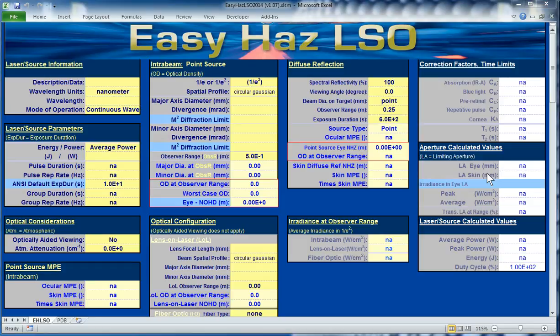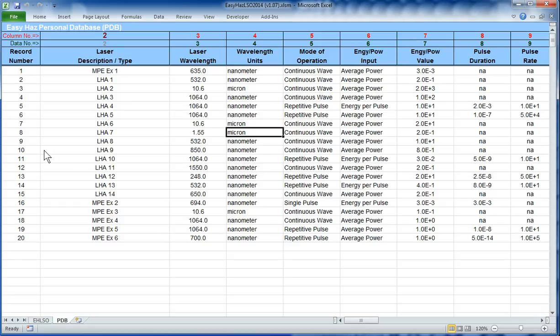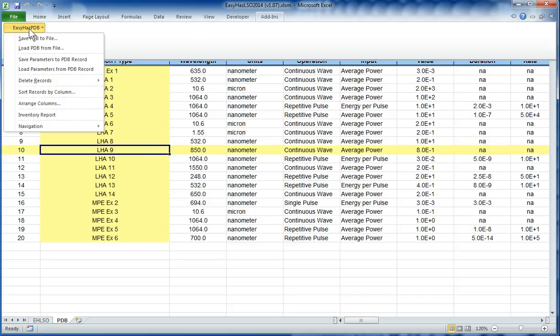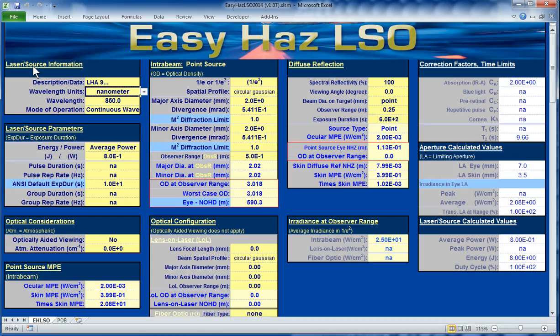All right, let's get started with our next hazard analysis. We'll get to our PDB. This will be analysis number 9, record number 10. We highlight that record, go to add-ins, EasyHaz PDB menu, load parameters from PDB record. And we get our next hazard analysis.